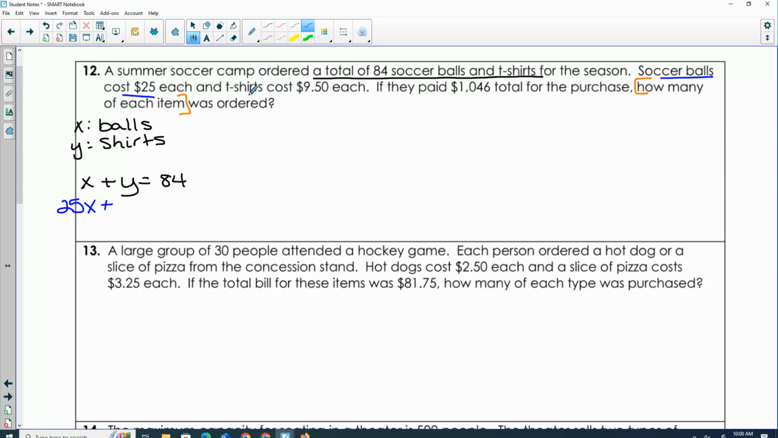Okay, t-shirts are $9.50 each. So to find the cost of my t-shirts, we take the $9.50 times the number of shirts equals my total amount of money spent, $1,046. Okay, this is the style of most of the problems we're going to be solving today. We're talking about money. So your total cost, you have your item times its cost. So now I have my equations. How do you want to solve? Substitution or elimination?